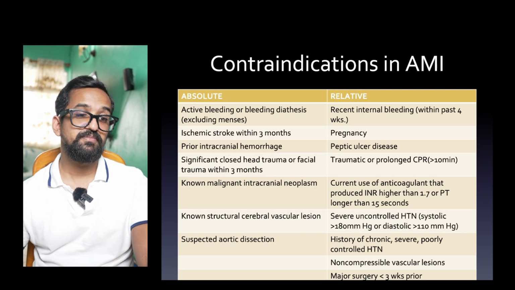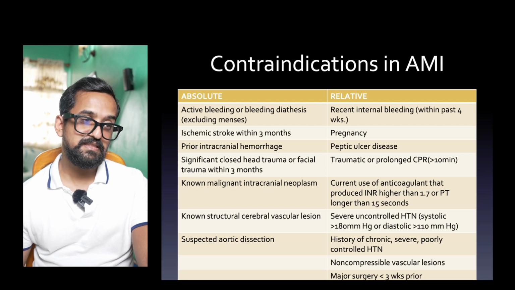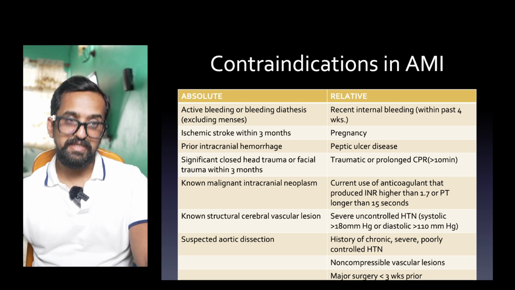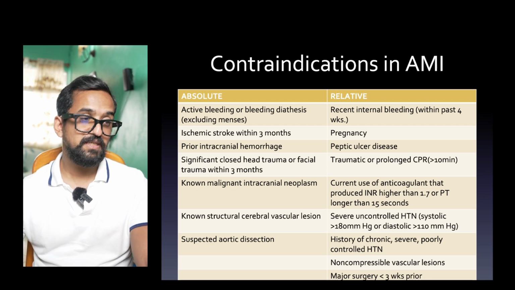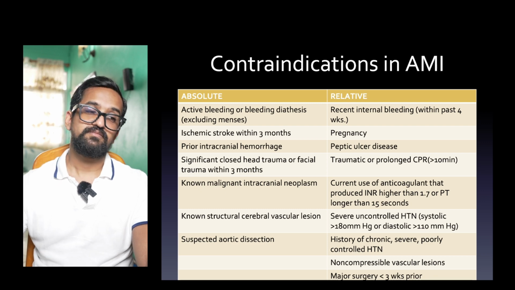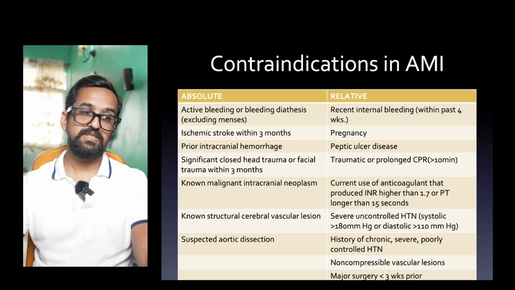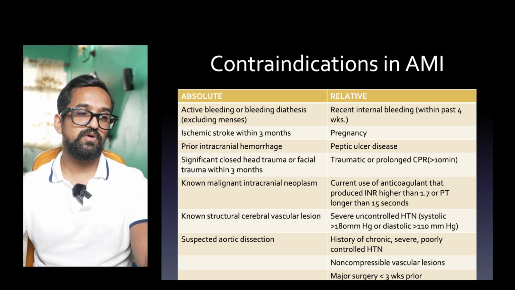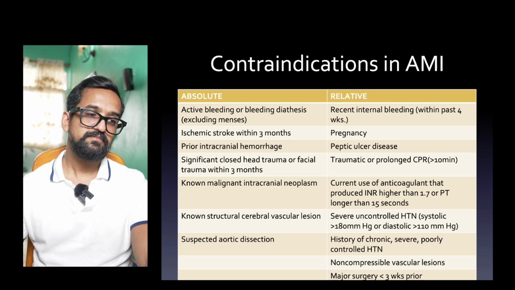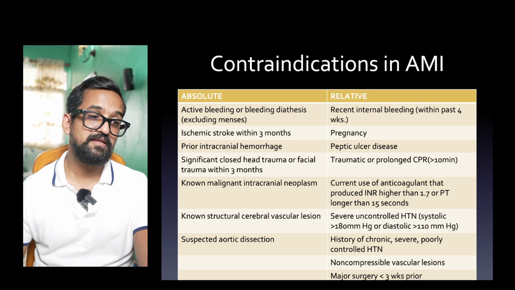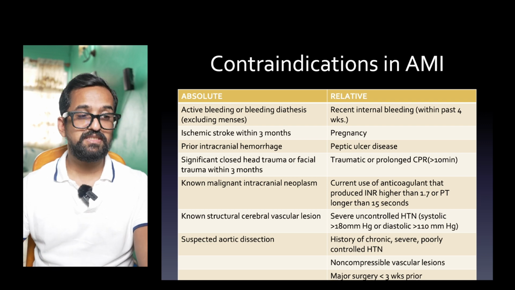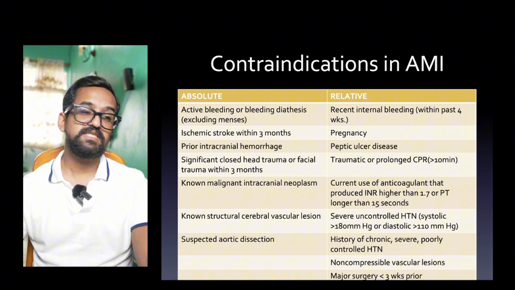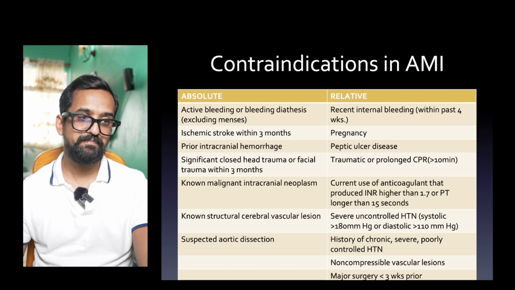Now, obviously, I'm reminding you again that the contraindications are the same. Ischemic stroke within 3 months, hemorrhagic stroke, no, you cannot give thrombolytics to such a patient. Closed head trauma or facial trauma within 30 months, non-malignant intracranial neoplasm, non-structural cerebral vascular lesions, or suspected aortic dissection.